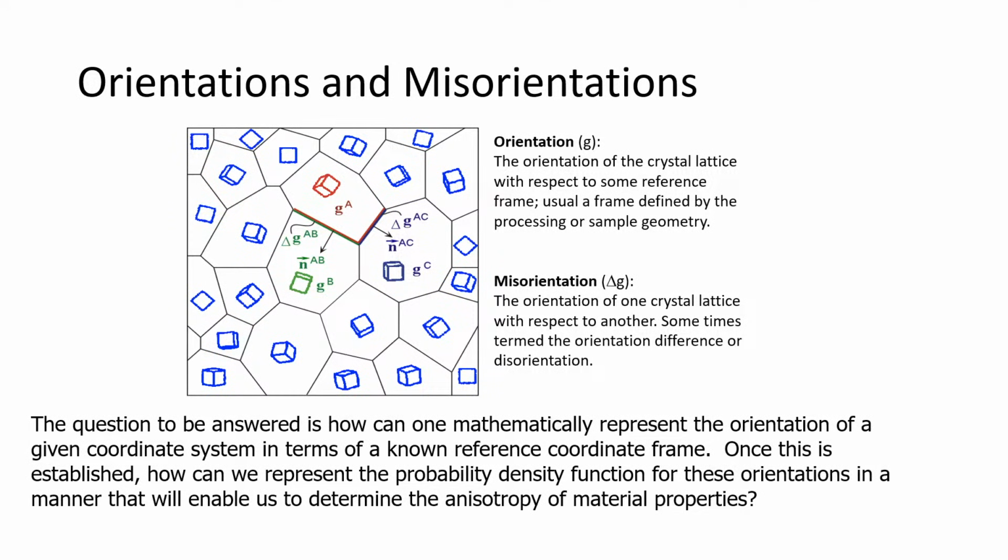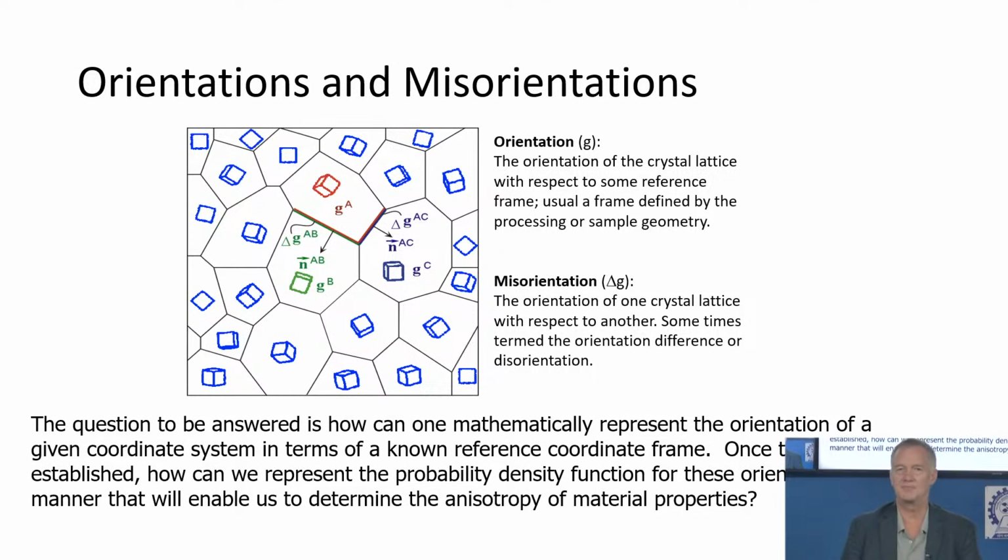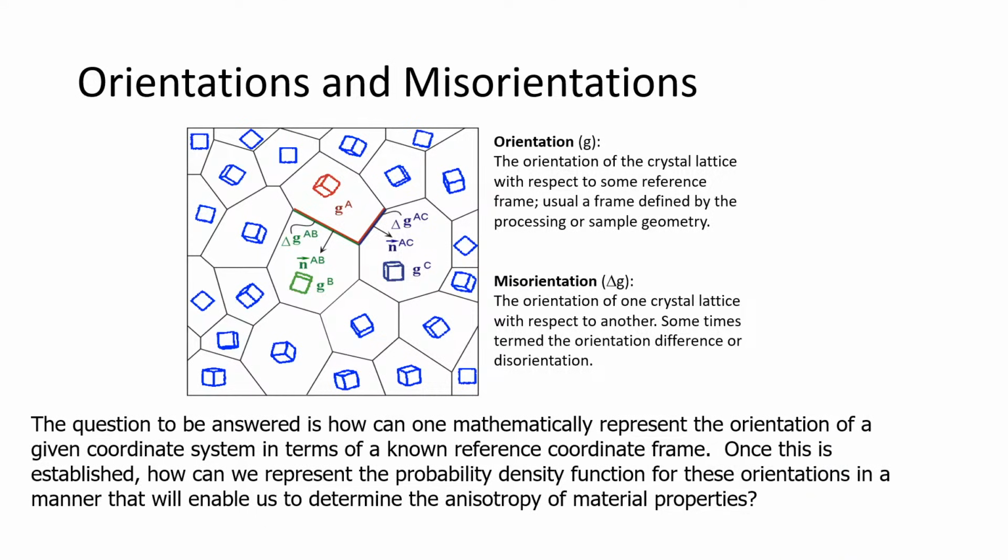All right, so let's talk about definitions a little bit. We talk about an orientation of a crystallite. This is just a rotation that will rotate the coordinate frame fixed to the crystal lattice into a coordinate frame that is defined by the specimen. Now in material science and texture analysis, we always rotate the specimen coordinate frame into the crystal coordinate frame.